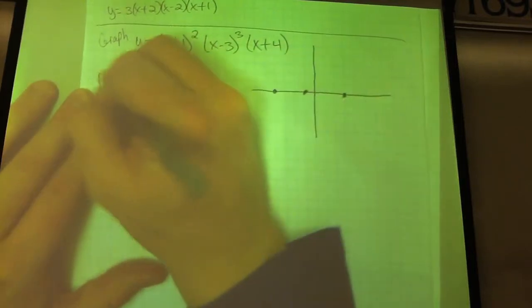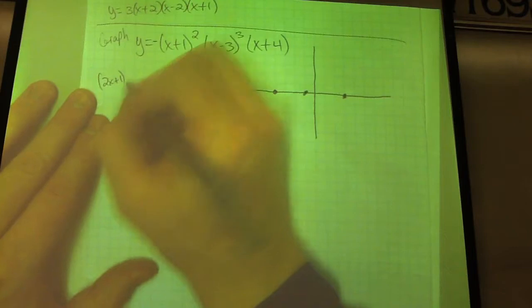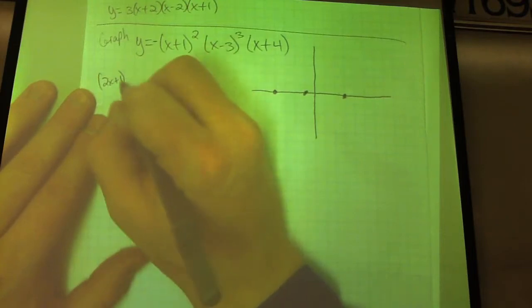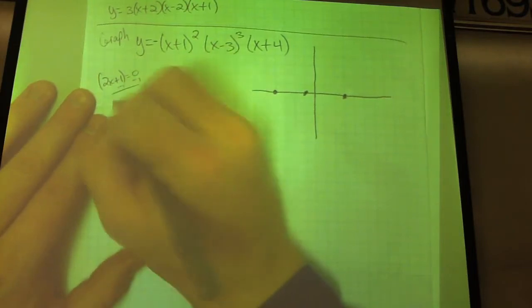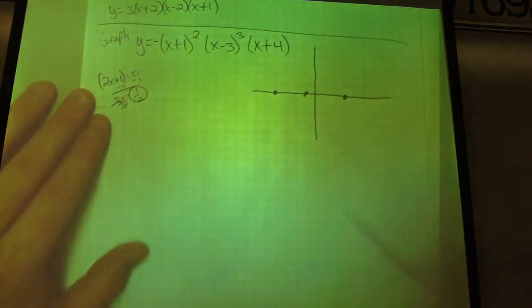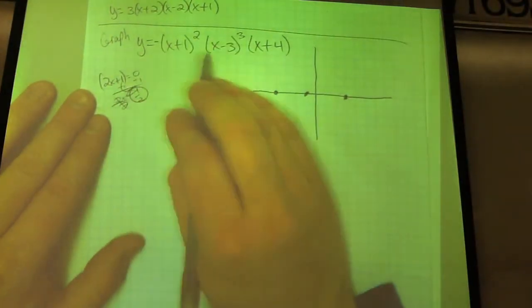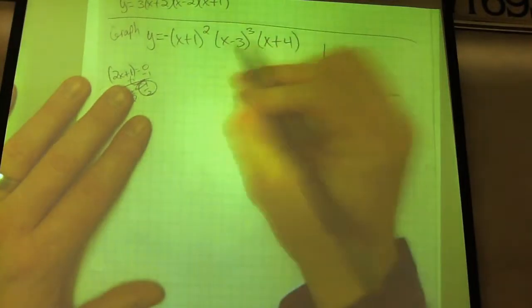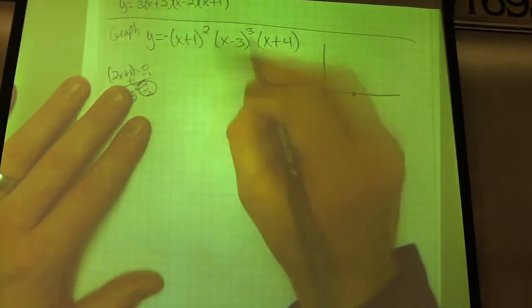Just make sure that if you have a factor that's 2x plus 1, your x-intercept is not -1 but -1/2, because you set it equals 0, get 2x equals -1, and then you have to divide by 2, so it's -1/2. Just be careful on that. These don't have any numbers in front, so it's just -1, +3, and -4. Easy. Then you do end behavior, looking at x squared, x to the third, and x, that's 2, 5, 6 of them.